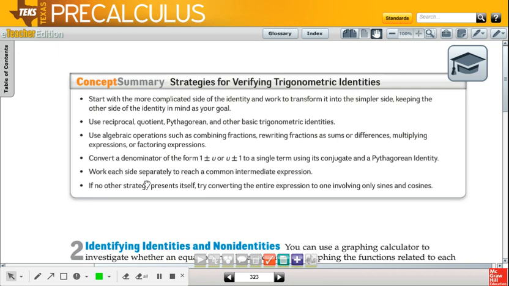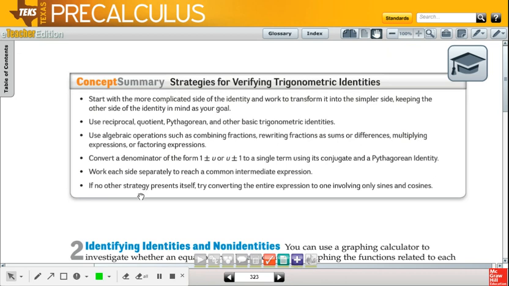Next, work each side separately to reach a common intermediate expression. We haven't gone over that. We may or may not go over that. But there are going to be some examples where both sides you may have to work on to get it into a simpler term or a simpler expression.